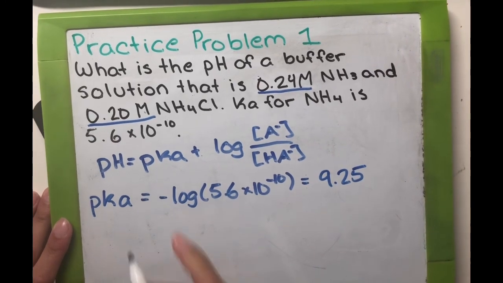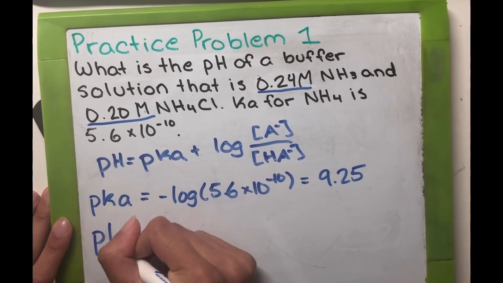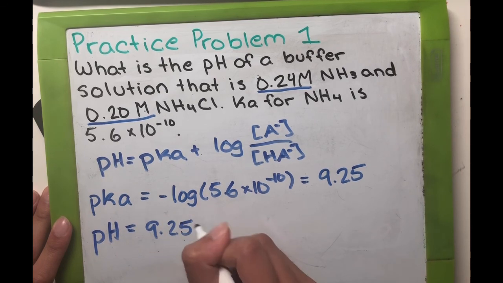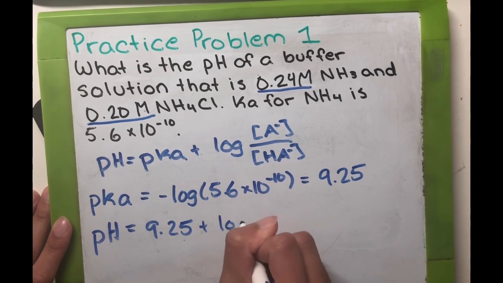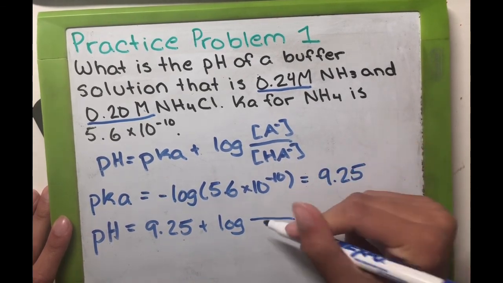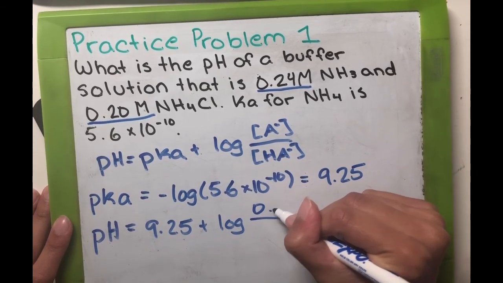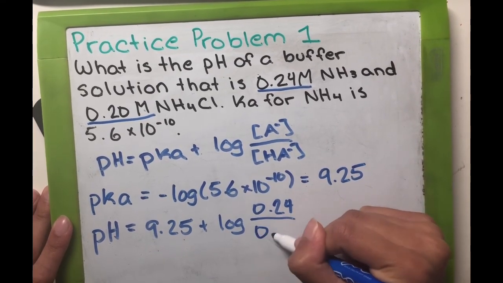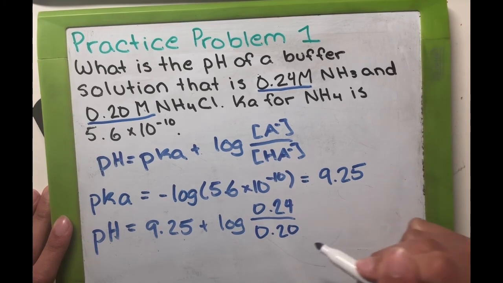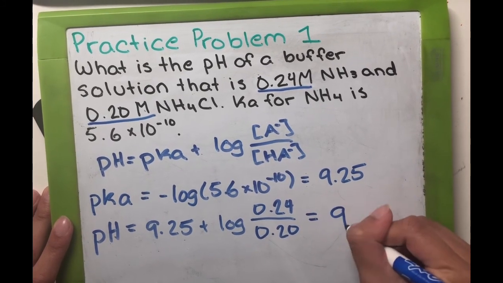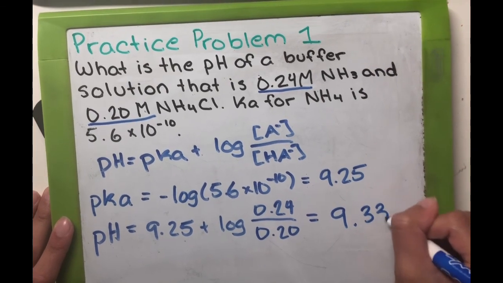So now we can find the pH. Our pH is going to be equal to 9.25 plus the log of the concentration of our base, which is 0.24, and then the concentration of our acid, which is 0.2. When you plug that in your calculator, you're going to get that the pH is equal to 9.33, which is your answer.